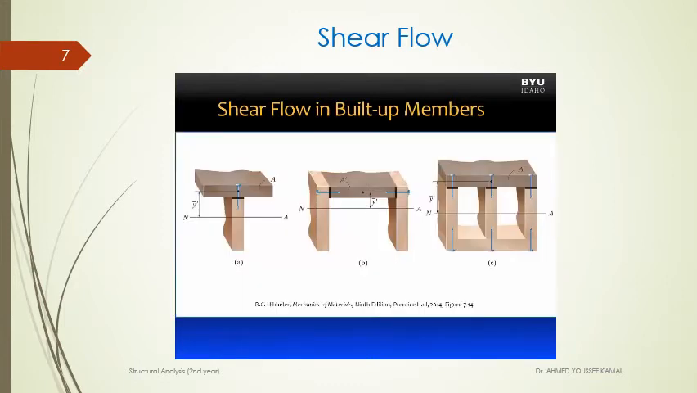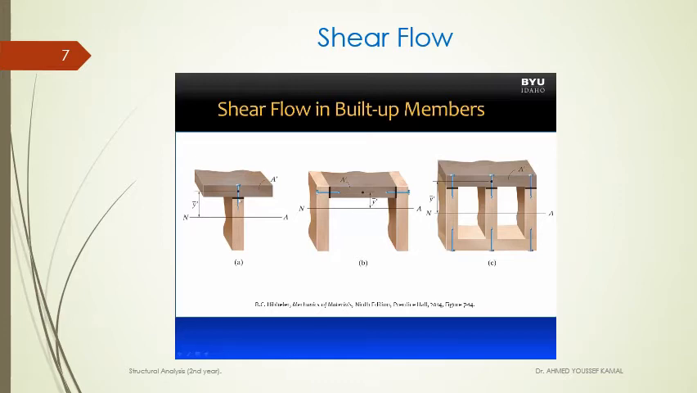Let's consider 3 different built-up beams. In each of these built-up beams, the shear force is in the vertical direction. Now let's consider beam A. This section is composed of 2 members, and we can calculate the shear flow at the joint between these 2 members. And the 2 members are being held together by fasteners.